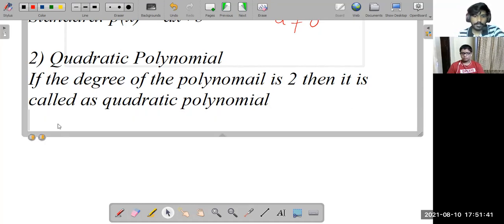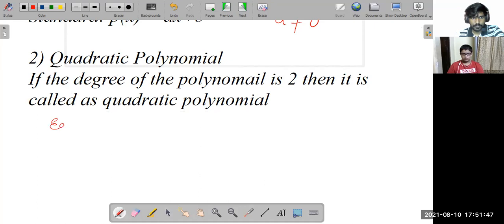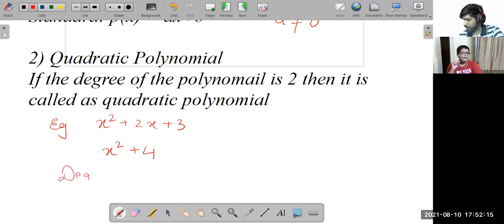So let's see an example. x square plus 2x plus 3. This is a polynomial. The highest power of the variable is 2, so this is a quadratic polynomial. x square plus 4. Is this a quadratic polynomial? Yes, sir. Yes, it is a quadratic polynomial. So one thing to keep in mind: if the degree is 2, then it is a quadratic polynomial.